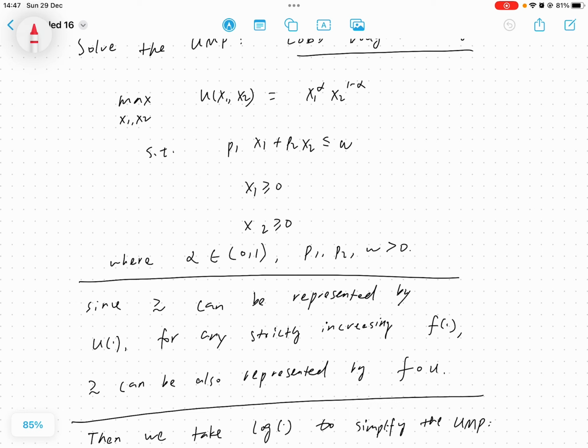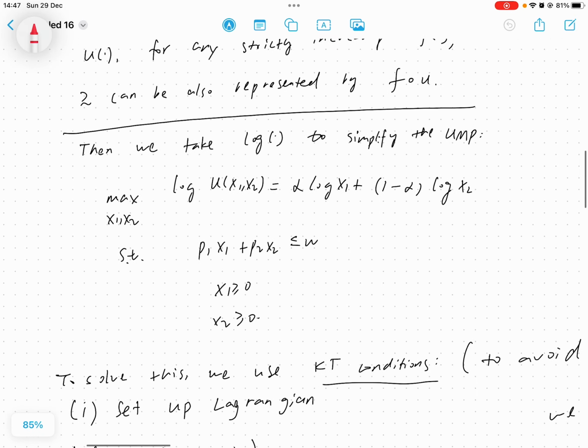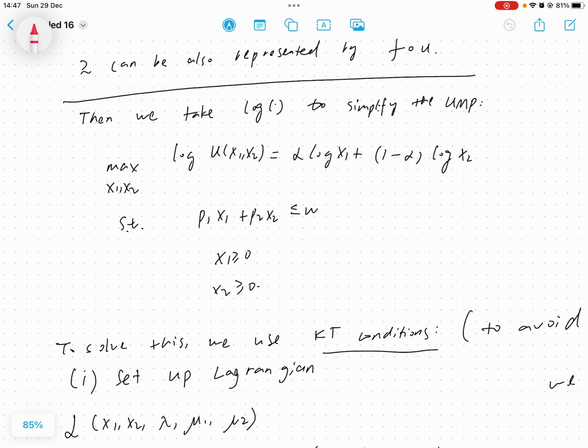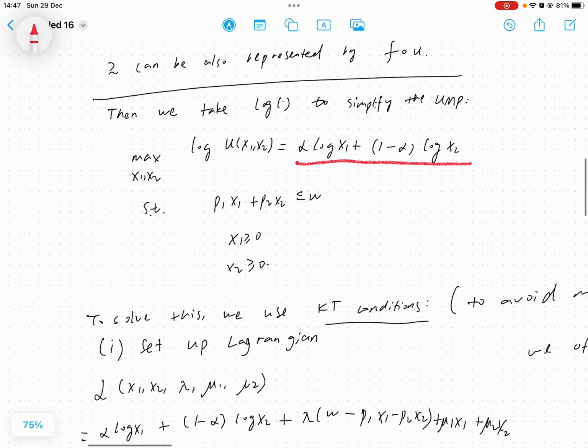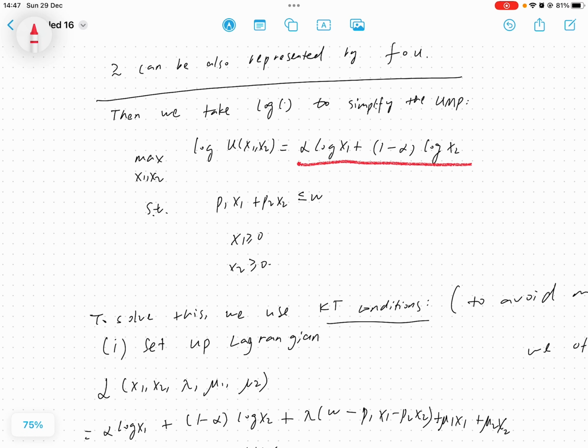So we simply choose the log to transform this Cobb-Douglas utility function, to take the power and put that in front of those x's, and make the product into an addition. After the transformation, this function becomes alpha log x1 plus 1 minus alpha log x2, and the constraints remain the same. Now we'll start to try to solve this problem using the KKT or KT conditions.